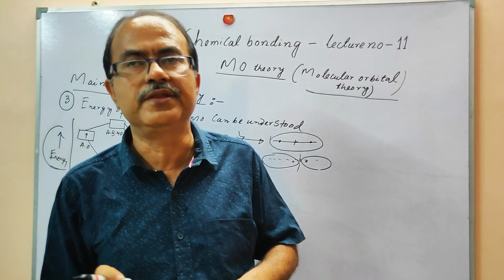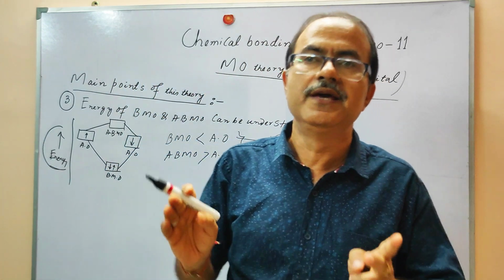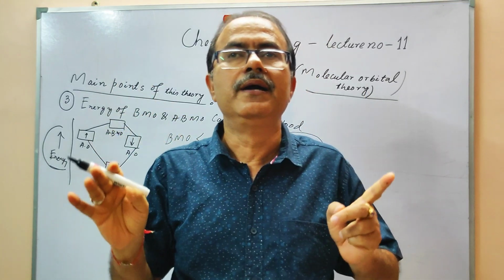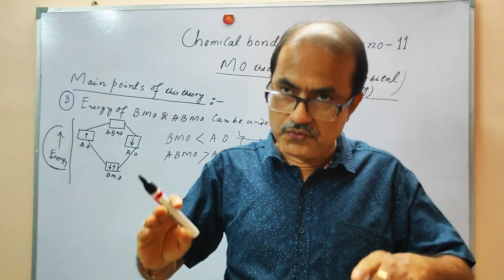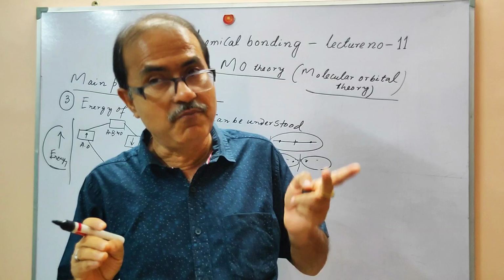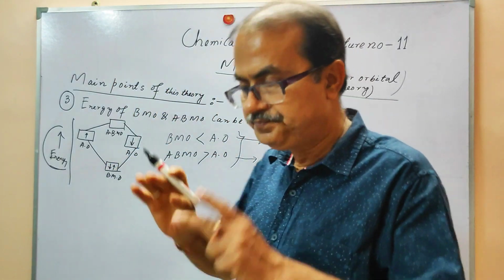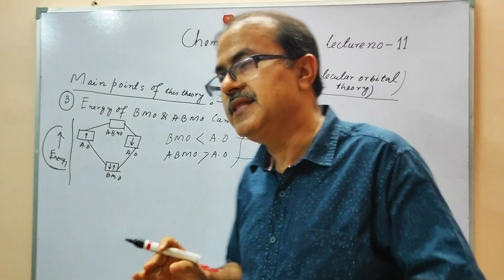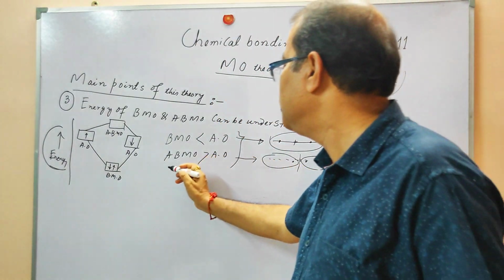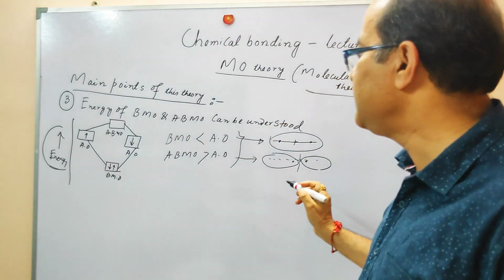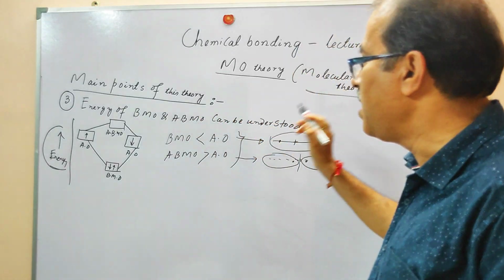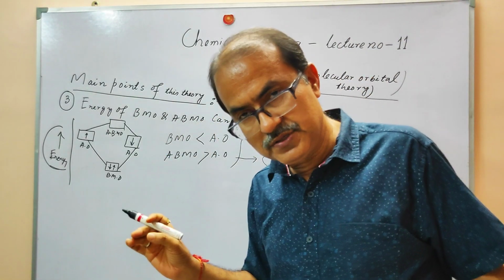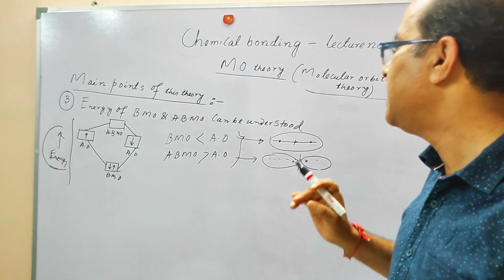When you put the electron there, there will be repulsion between the nucleus and the electron, and that will destabilize the molecule and create higher energy in the antibonding molecular orbital. So we understand the energy of BMO and the energy of ABMO: BMO is lower energy and ABMO is higher energy.